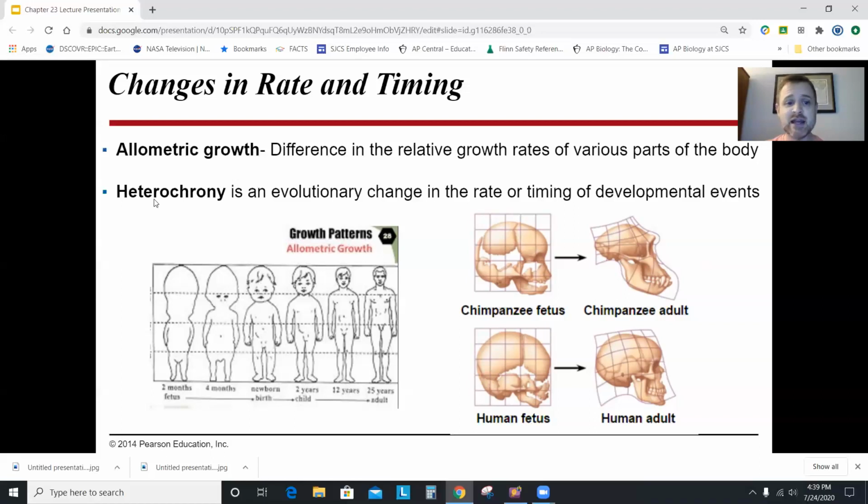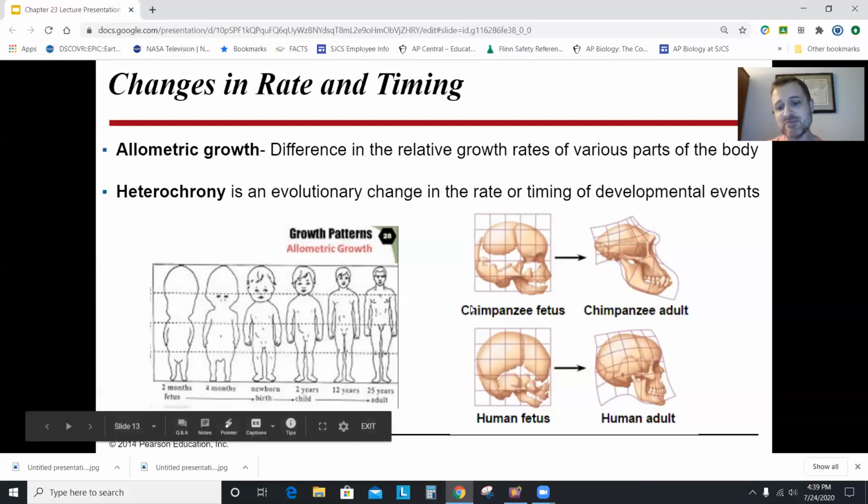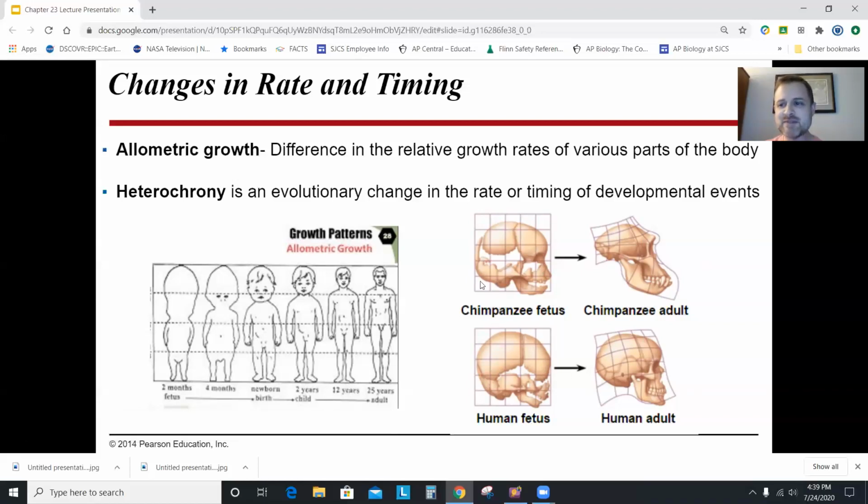Heterochrony, so look at this picture. Look at a chimp fetus's skull and a human fetus's skull. They look very, very similar. Look at the adult versions, they look very different. So you don't have to have that many different genes. You just change when and how the genes are expressed, and you can have huge developmental differences.